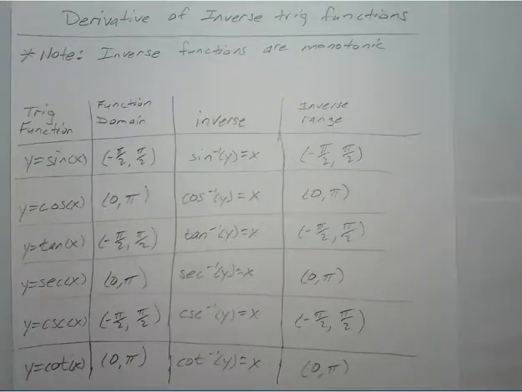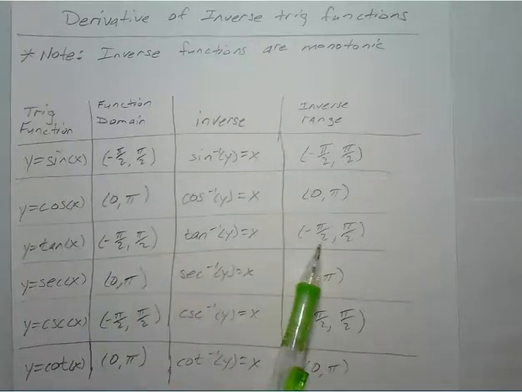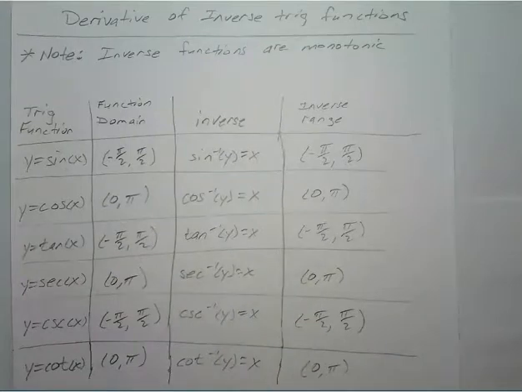Same thing with tangent. We go from negative pi over 2 to pi over 2. We find our inverse. Now our domain is our inverse range. Same thing with secant, cosecant, and cotangent.